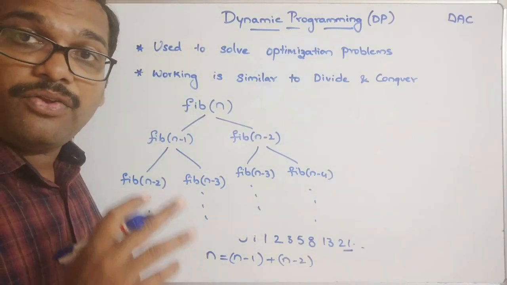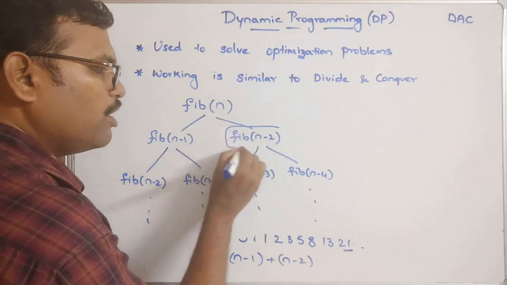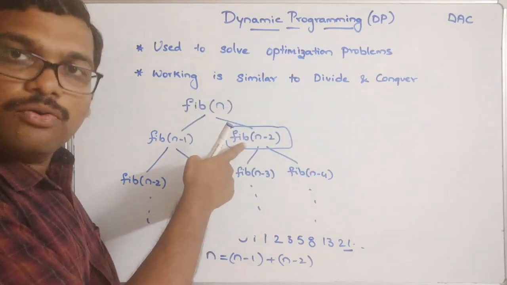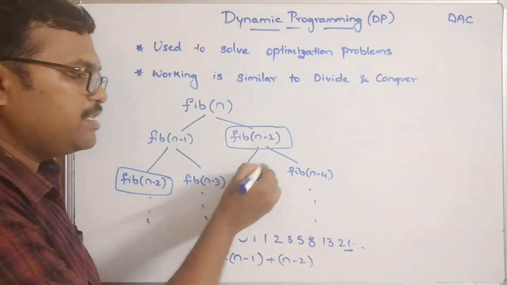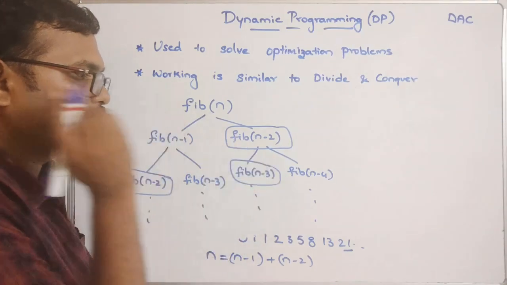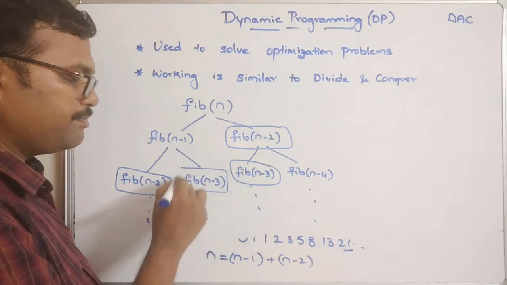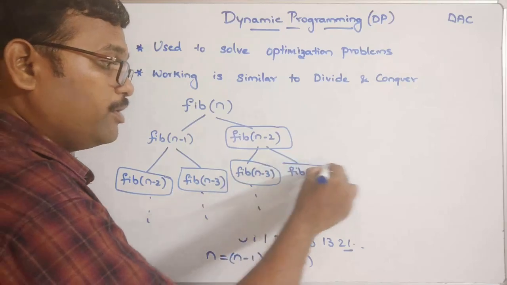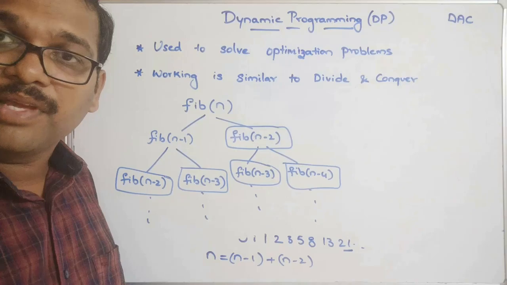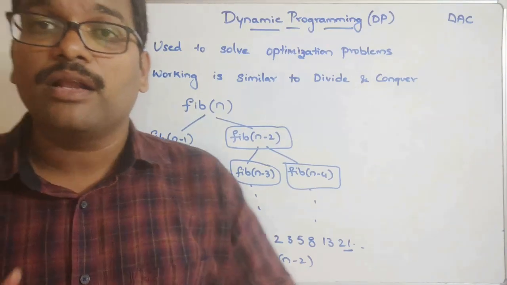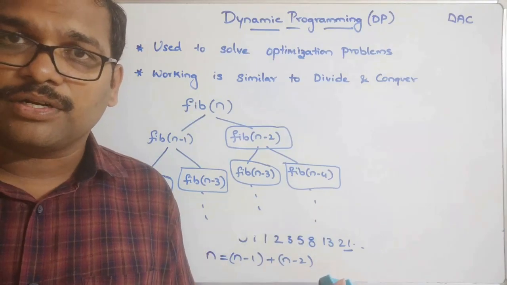So here you can observe Fibonacci of n minus 2, here we are solving, and the same thing we are solving here also. Fibonacci of n minus 3, here we are solving, and also we are solving here. Similarly, Fibonacci of n minus 4 is solved here, and somewhere else definitely we will solve the same thing. So that means repeatedly we are solving the same thing multiple times, even though it is a recursion, right?